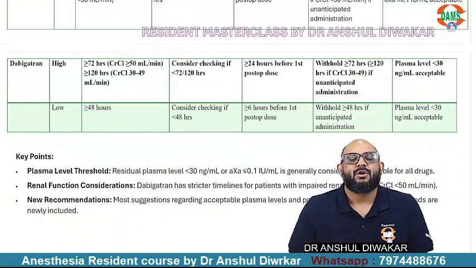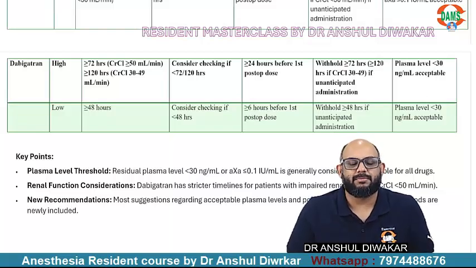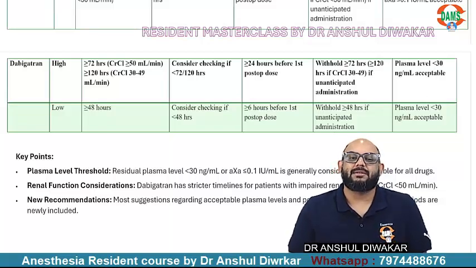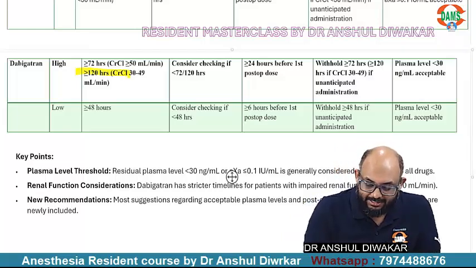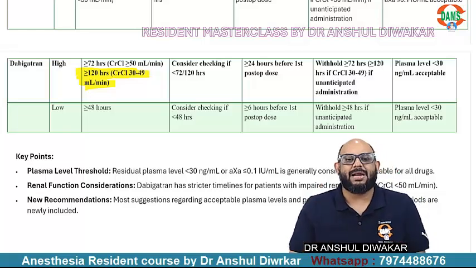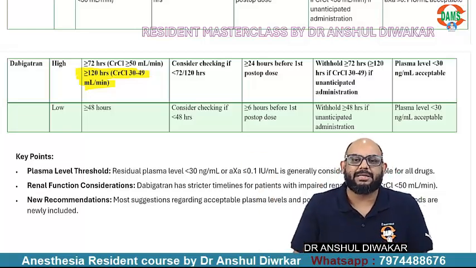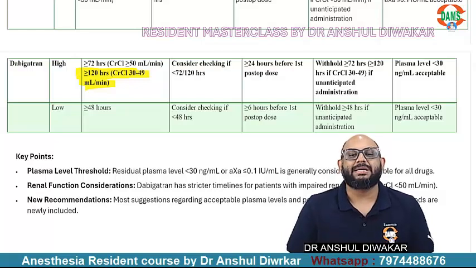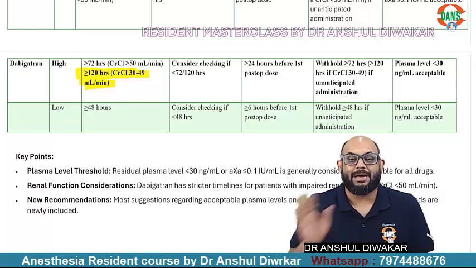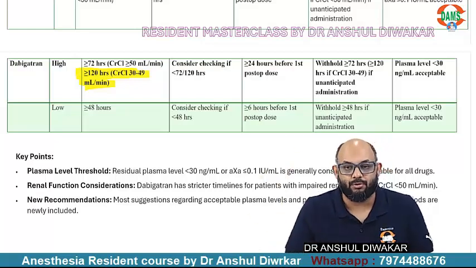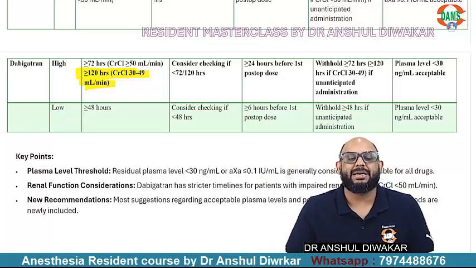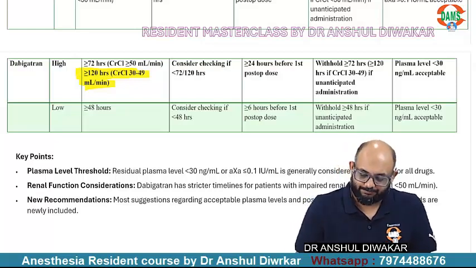Now dabigatran. Dabigatran will depend on creatinine clearance. If the creatinine clearance is normal, more than 50 ml per minute, 72 hours, 24 hours. But if it is less than 50, that is 30 to 49, then 120 hours. And this is the highest amongst anticoagulants. Remember, highest amongst the DOACs, not the vitamin K antagonists, is more than 120 hours. That means you have to stop for 5 days. Dabigatran high dose with low creatinine clearance has to be held for 120 hours. Low dose again 48 and 6 hours. All right.